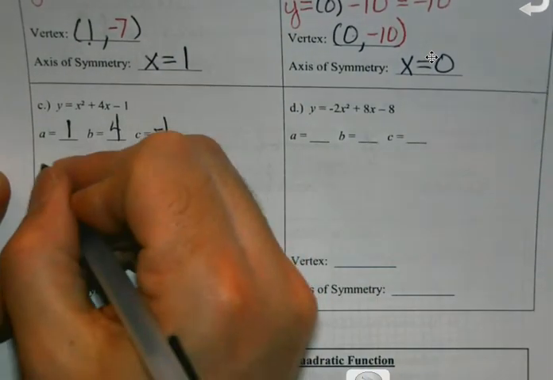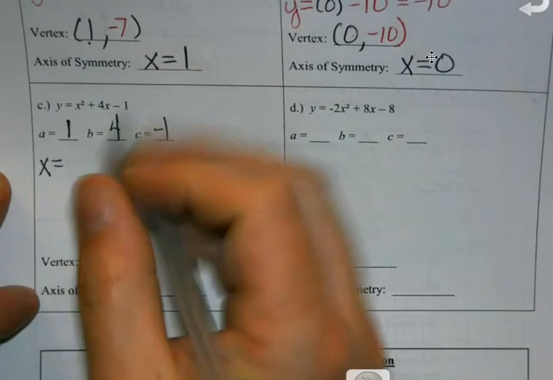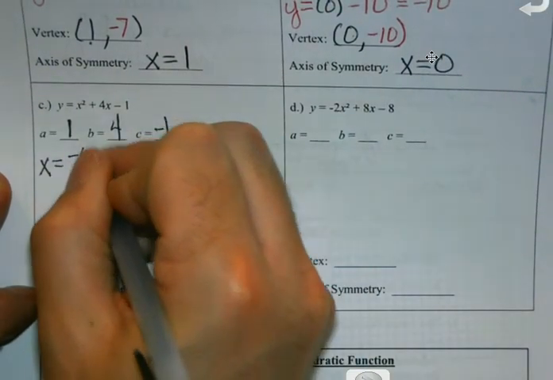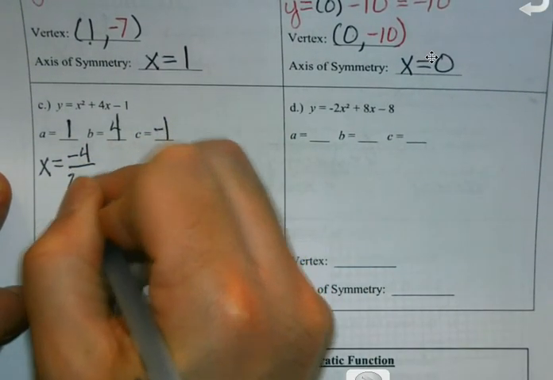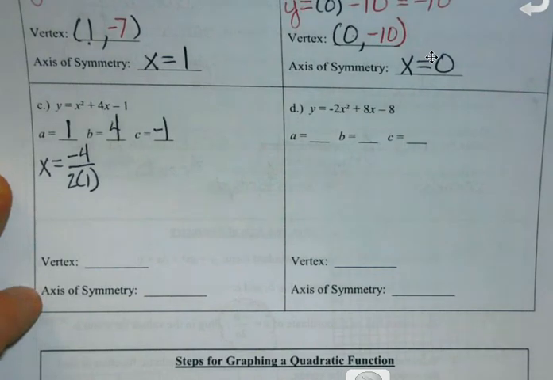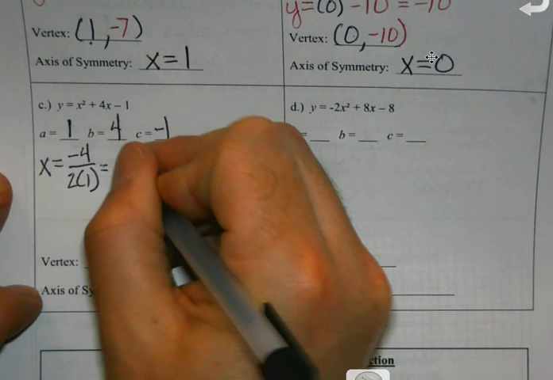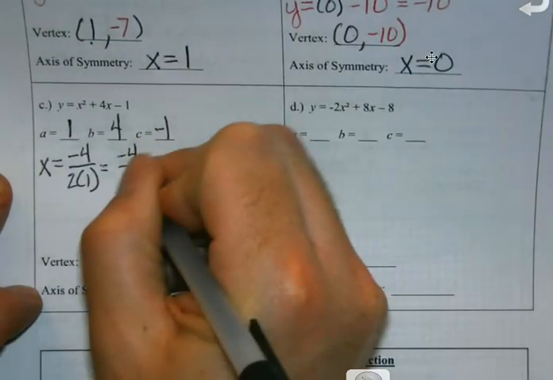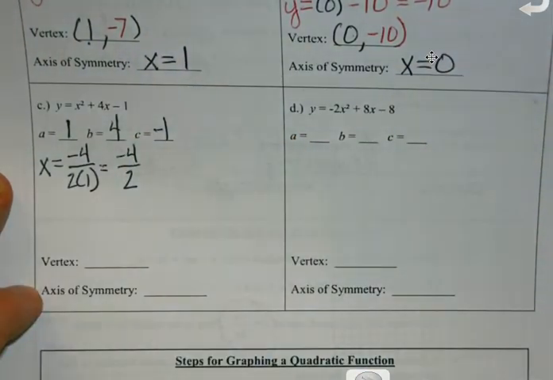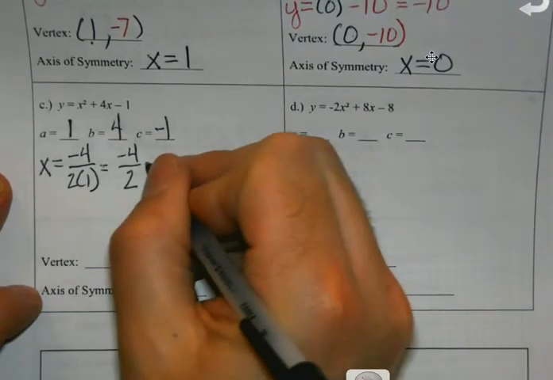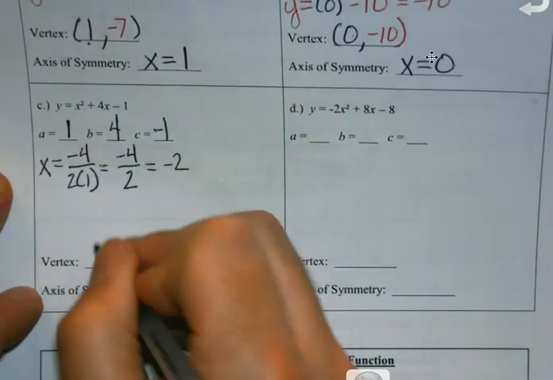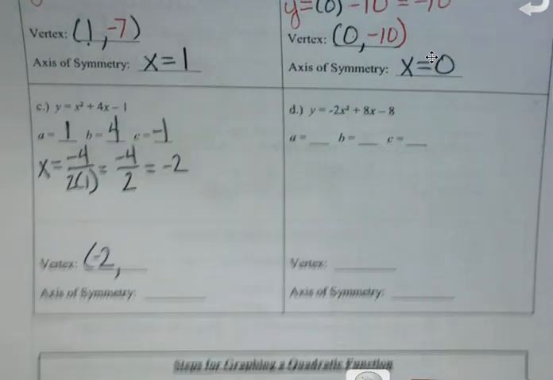And again, I'm just going to use that negative b over 2 times my A value. And my A value can change. We've seen that up in A. So let's see, negative 4 over 2. What's that going to equal? Negative 2, which is then the x value of my vertex.